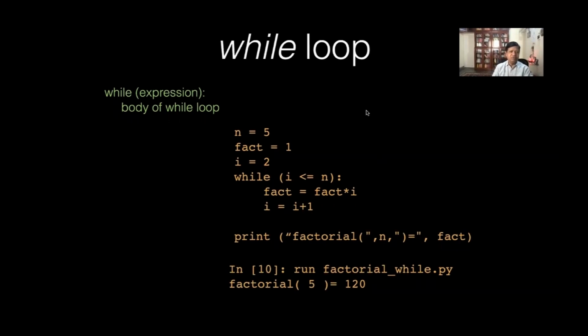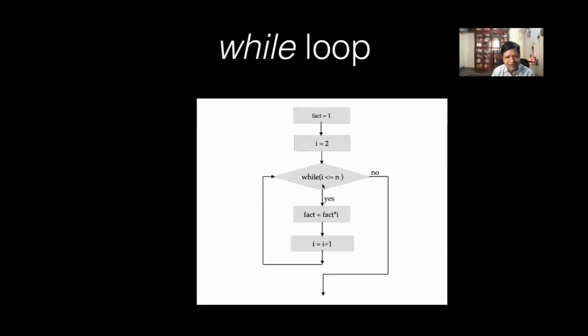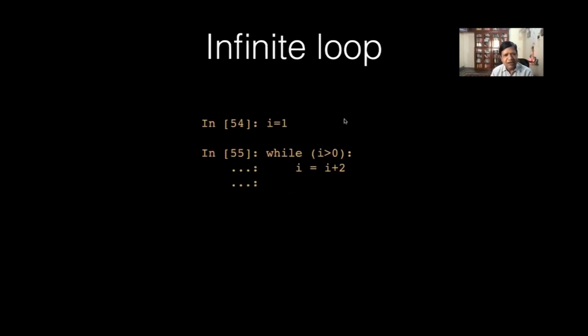So these are two loops which we have. We don't have repeat until in Python, but you can write repeat until using while. There are some more structures. So while is what I just showed: if the condition is true, go inside, otherwise go out. Infinite loop: you have to make sure that your program does not have an infinite loop. So what is an infinite loop?